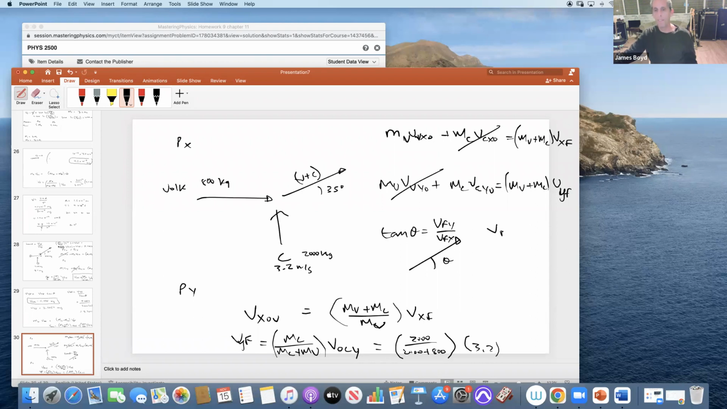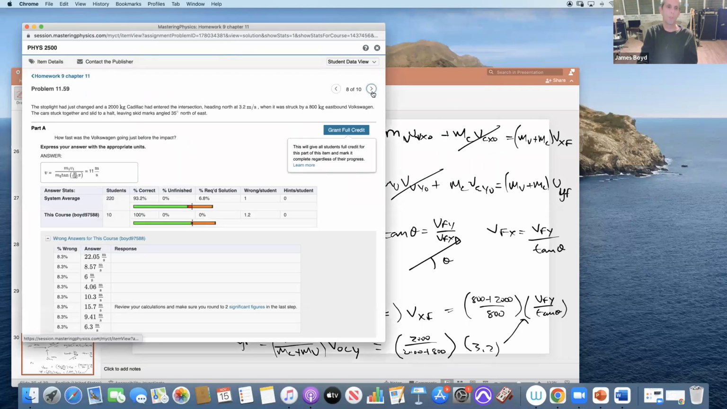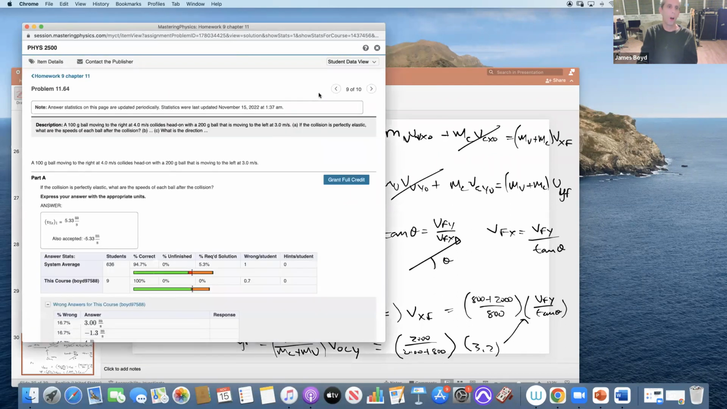From this, V final of X is V final of Y over tan theta. So from this, we can find Vx final. We know that this is 800 plus 2000 over 800 times V final of Y over tan theta. So whatever this is, V final of Y divided by tan theta, multiply it by 2800 over 800, and you have the initial of the Volkswagen. It's kind of a cool problem to do since you have to do X and Y. All right.